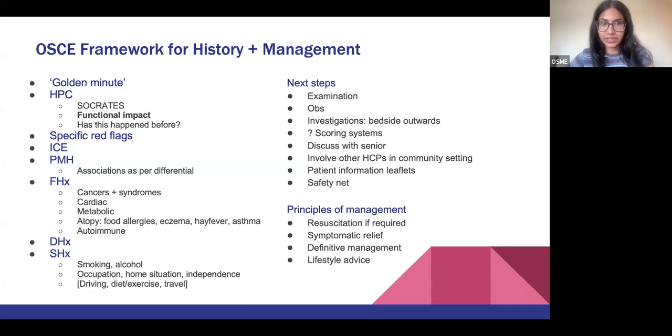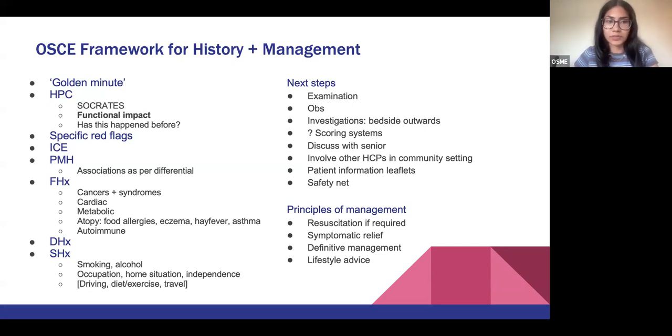At this point, it's nice to discuss the functional impacts. If they've come in with a symptom, especially if it's a chronic symptom, ask what's your baseline and how is this new presentation affecting your life or your function. And then if it's a more acute presentation, you can ask them if it's happened before.